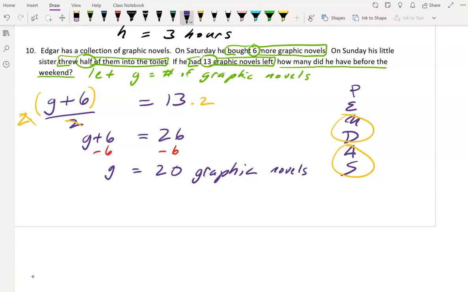And let's see if that makes sense. He had 20 before the weekend. He bought 6 more. That would make 26. And his little sister threw half of them in the toilet. So 26 cut in half is 13. And that's how many it said he had left. So yeah, we're good to go. We have solved it. 20 graphic novels left. Or before the weekend, I should say.